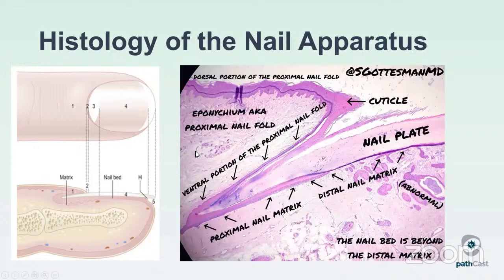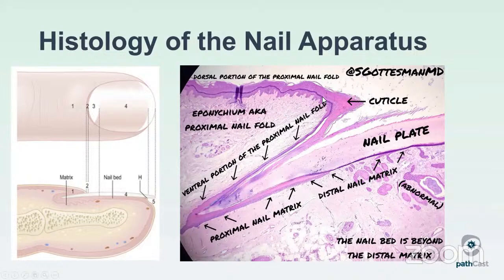From a pathology standpoint, I borrowed this photo from Sylvia Gottesman. She posts amazing photos on Twitter, and I just love following her images. She's actually going to be a speaker in our series later on. She's going to be teaching us about our granulomatous and histiocytic disorders. So stay tuned.